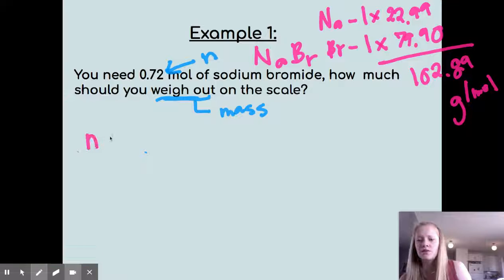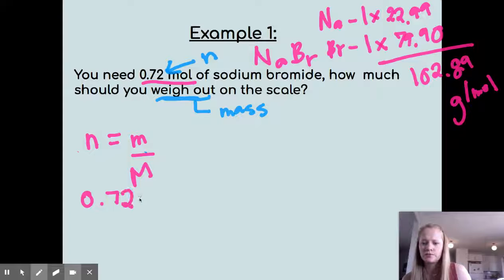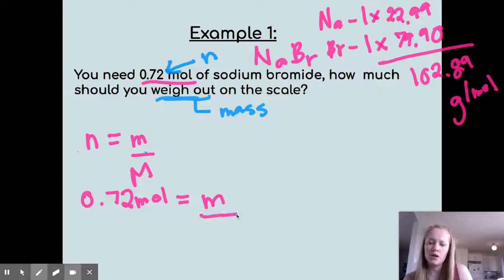So n is equal to little m over big M. n is 0.72 moles. I'm going to put that in where n was, and I am going to include my units. This is an important science skill. You don't just forget about the units. I do not know little m, so I'm going to leave it as little m. And that big M we already calculated was 102.89 grams per mole.